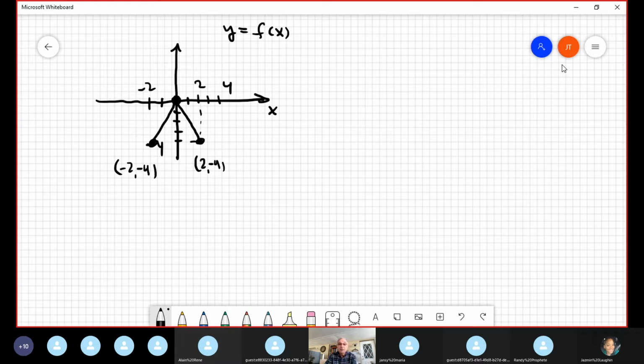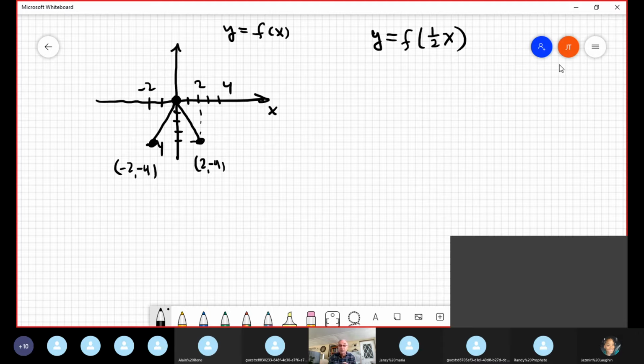However, they want you to transform it like that. y equals f of 1/2 x, inside the parentheses. Only one transformation. What do you think? Categorize what kind of transformation it is. When you multiply, or in this case not multiply, it's division, no? Because 1/2 x is x divided by 2.